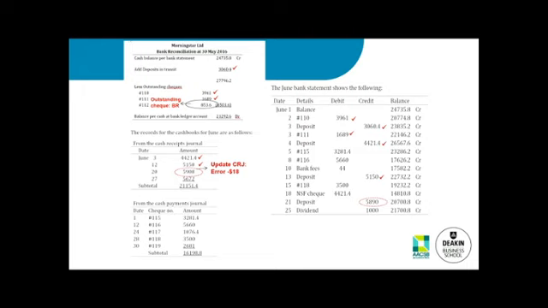What about 5672? Has that cleared? That hasn't cleared, right? 5672 has not cleared. So what that means is that because it hasn't cleared, we don't have it in the bank statement, which means that we have to include it in our bank reconciliation for the current month. Okay.